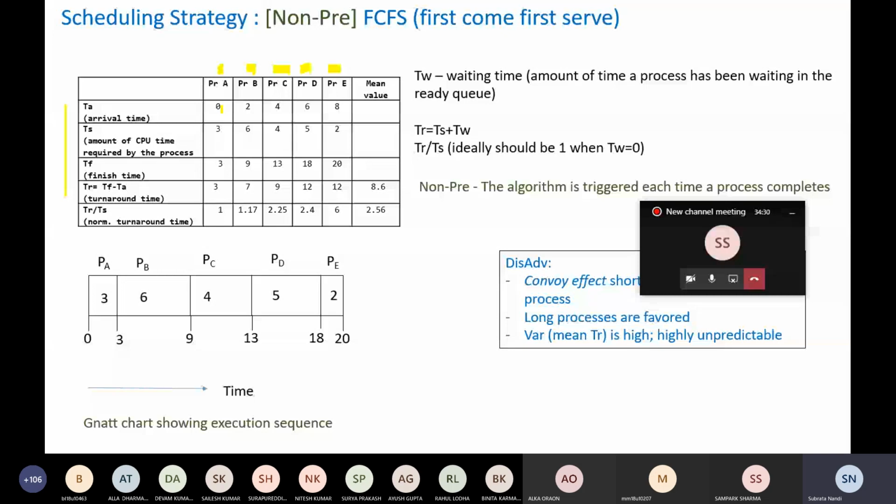Process B arrives in the system after 2 units of time. C arrives after 4 units of time. D arrives after 6 units, and E after 8. And TS is the amount of CPU time required by the process during its execution. So this is listed as 3, 6, 4, 5, 2.